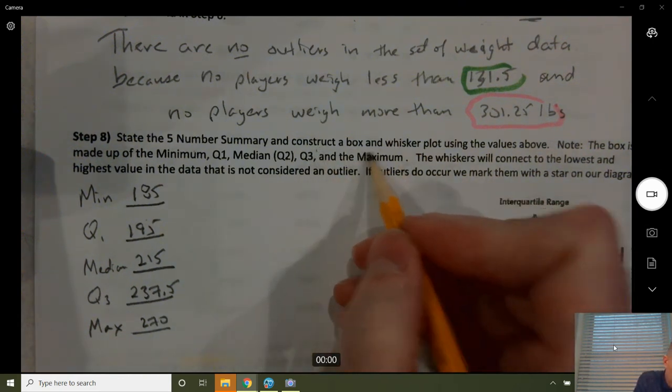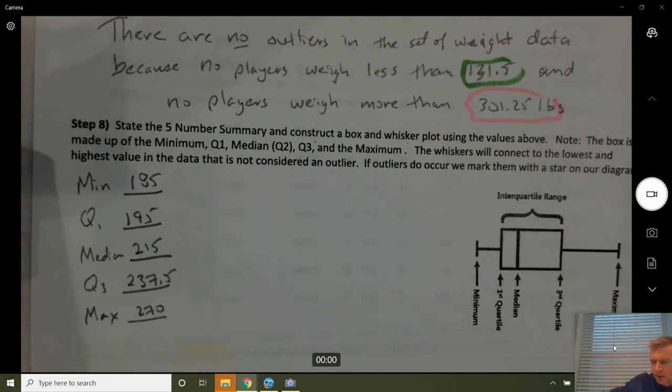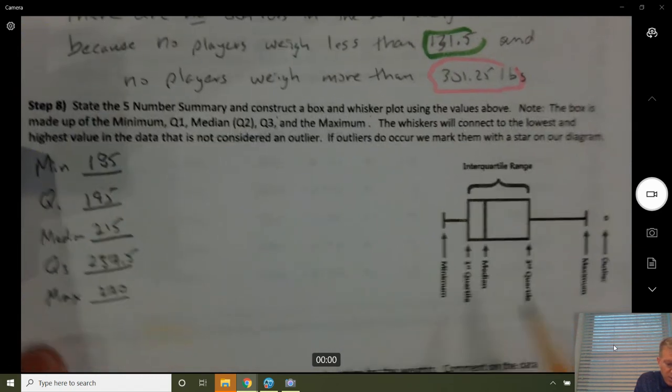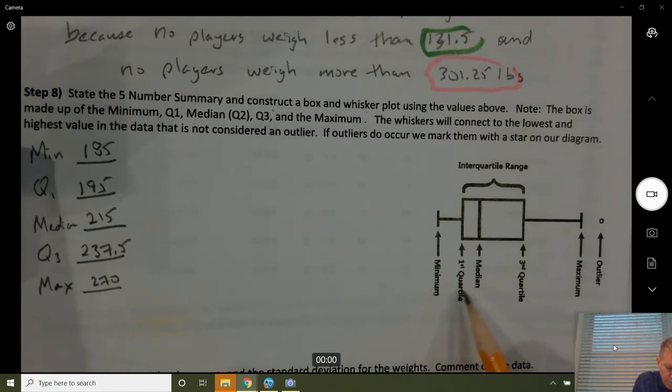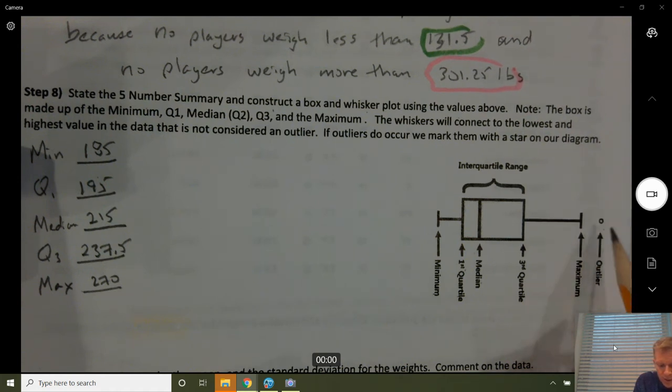Now construct a box and whisker plot using the values. We're going to do this by hand, and then I'm going to show you again how to do that on your calculator. What we use is these 5 numbers. The box plot is made up of these 5 values: your minimum, the first quartile Q1, the median, the Q3, and the max. And sometimes outliers, this is called a modified box plot, where your outliers are outside of those whiskers.